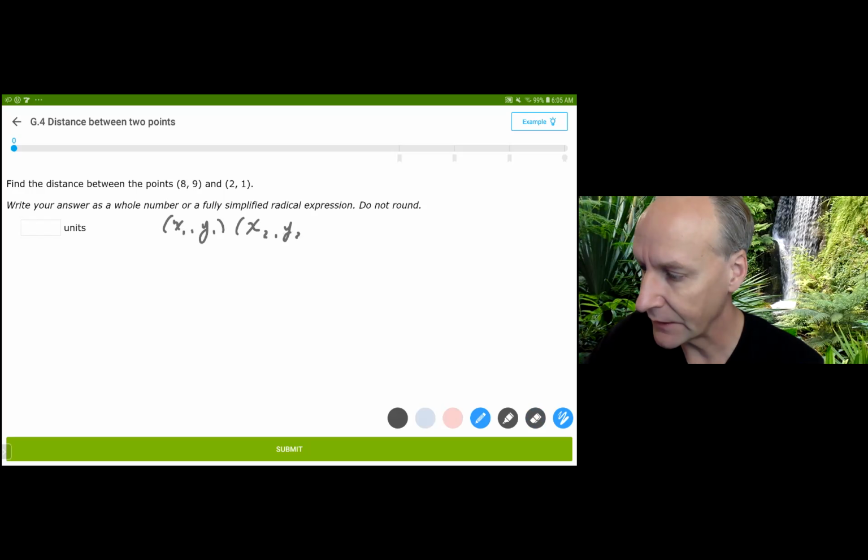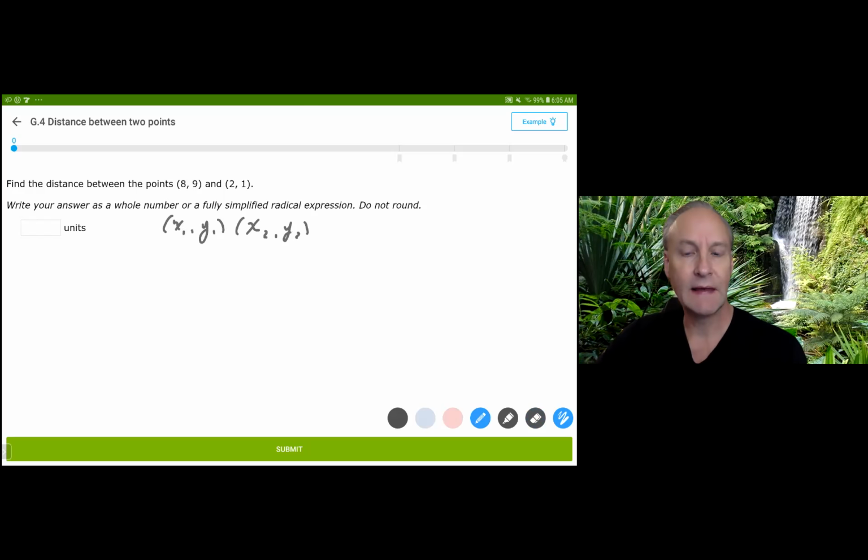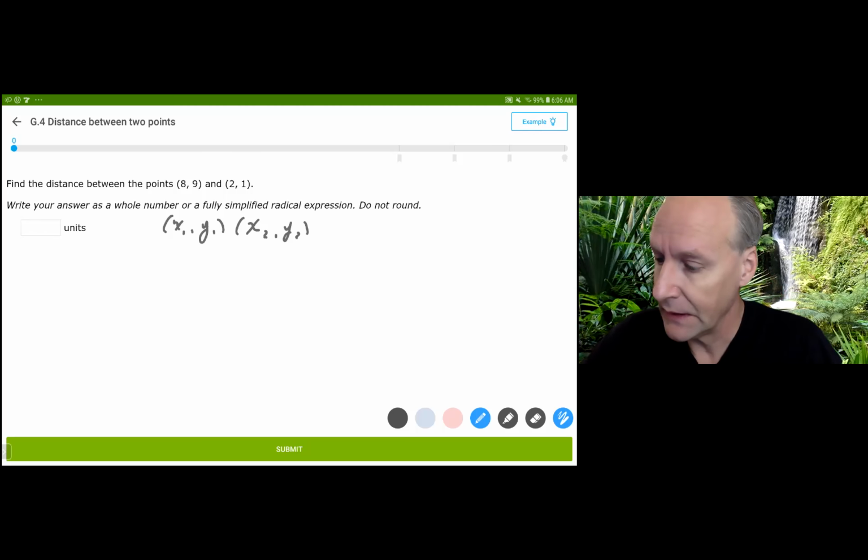These little numbers down here are called subscripts. They have nothing to do with exponents. They have to do with identifying different x's. You see, x1 is 8 and x2 is 2, and y1 is 9 and y2 is 1. And we also use these subscripts when we're doing the slope formula.